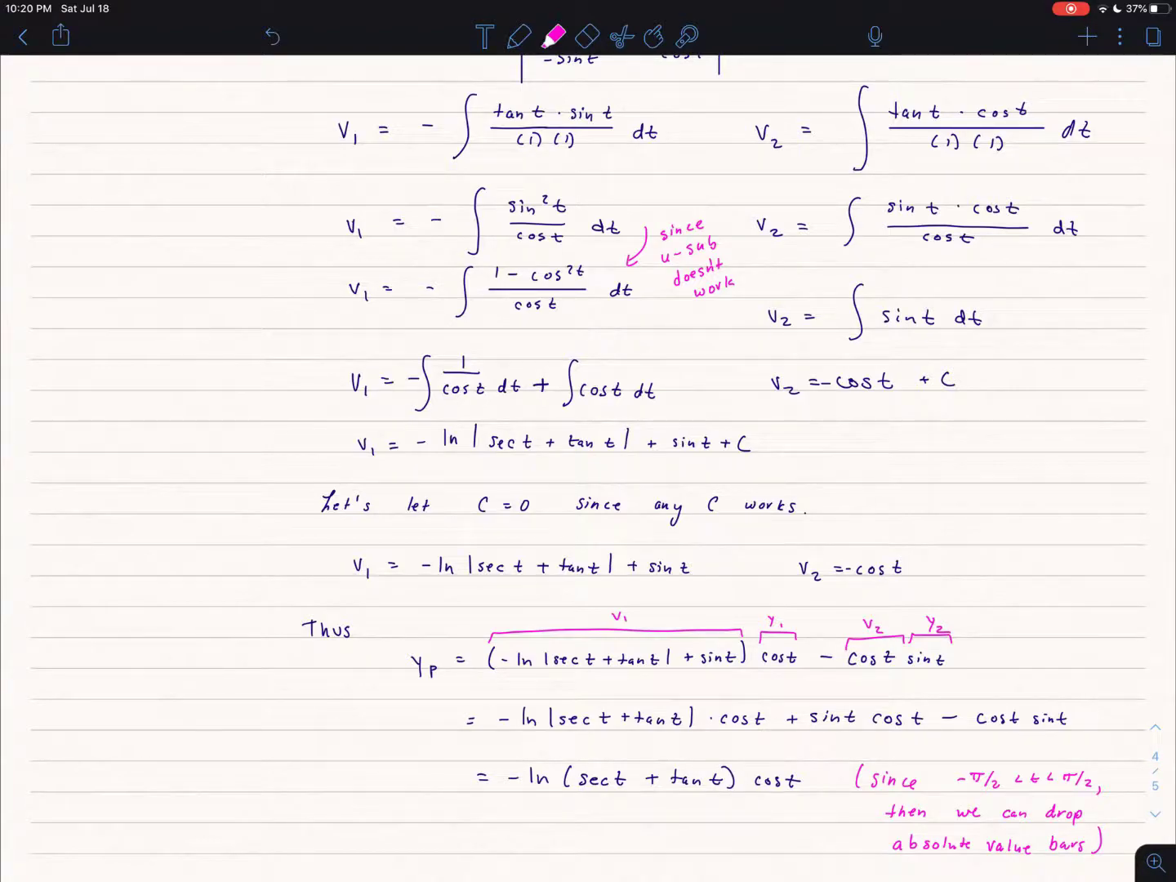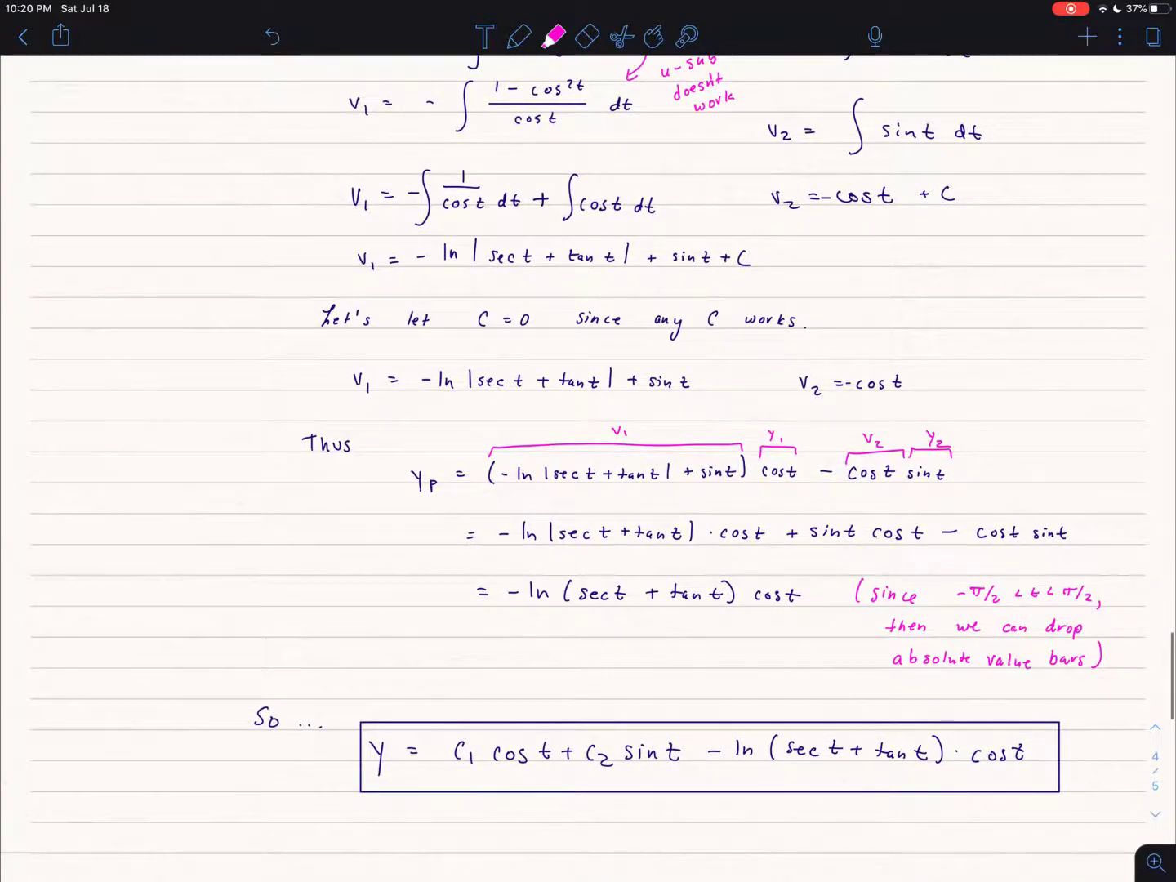And because I limited t to go from negative pi over 2 to pi over 2, we can actually drop the absolute value bars. My final solution, of course, I'd have my y1 and my y2 multiplied by c1 and c2 respectively, and then add my y particular solution. So this would be my final solution using the method of variation of parameters. I could not have guessed that y particular solution like I did with my undetermined coefficients. So when you're stuck with something you can't use undetermined coefficients for, you can use variation of parameters.